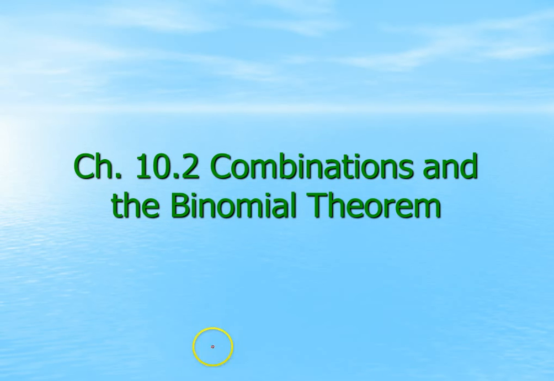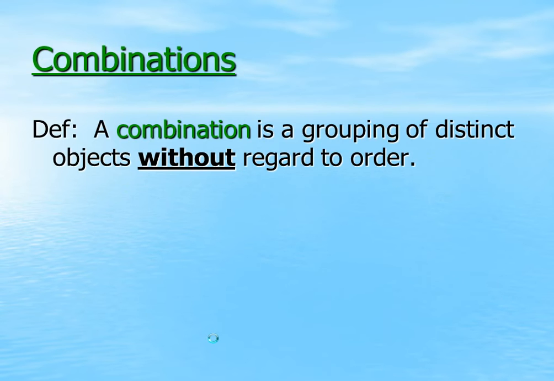In 10.1, we talked about the fundamental theorem of counting principle, and we also talked about permutations. Now we're going to take that and put a little twist on it and talk about combinations and the binomial theorem. Now, 10.2 combinations is almost identical to what we did with permutations, but the big key with combinations is there does not have to be an order.